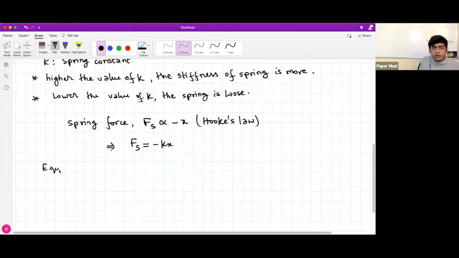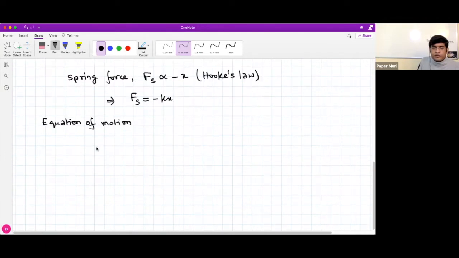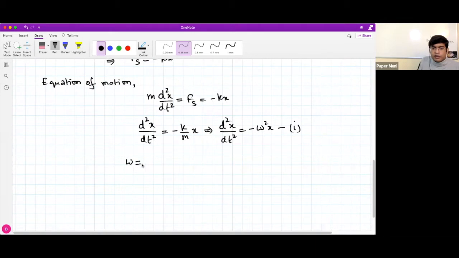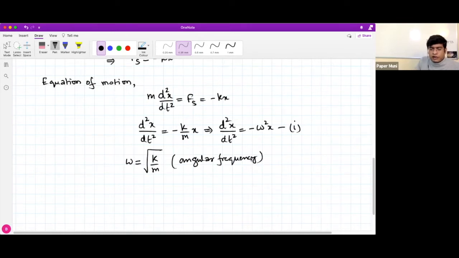Now if you write down the equation of motion, what do we get? m d square x by d t square is equal to Fs equal to minus Kx. If you write this down, you'll get d square x by d t square equal to minus K by m x, which can be further written as minus omega square x. So this is the equation we have. Omega is root K by m, which is the angular frequency.